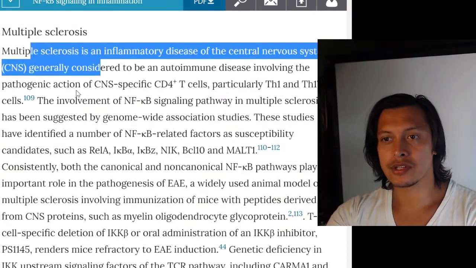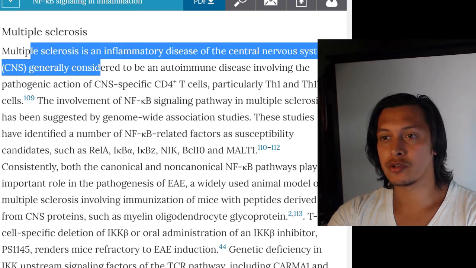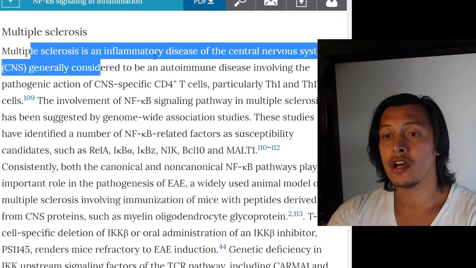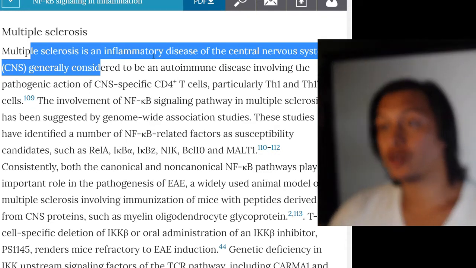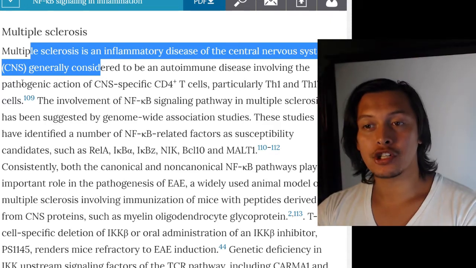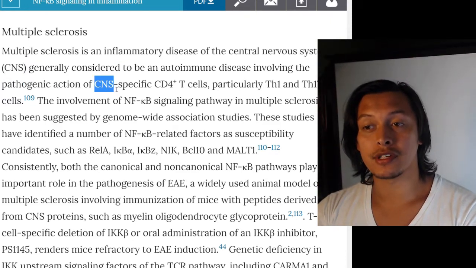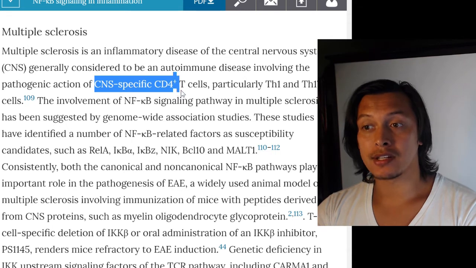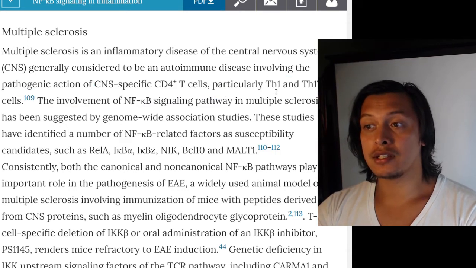Multiple sclerosis is an inflammatory disease of the central nervous system, also called CNS, and it's generally considered to be an autoimmune disease involving the pathogenic actions of the central nervous system specific CD4 positive T cells, particularly the T helper 1 and the T helper 17 cells.